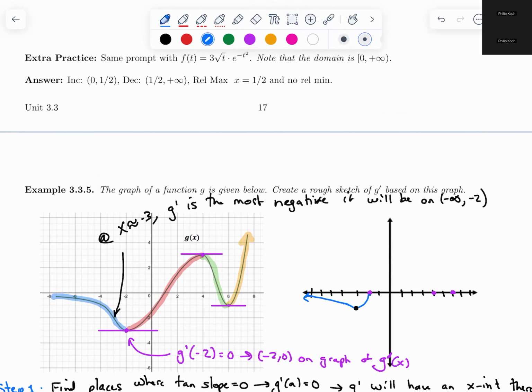So the derivative's values, based on those tangent lines, should get larger and larger until they hit about one, and then they need to start becoming less positive, and they hit zero.